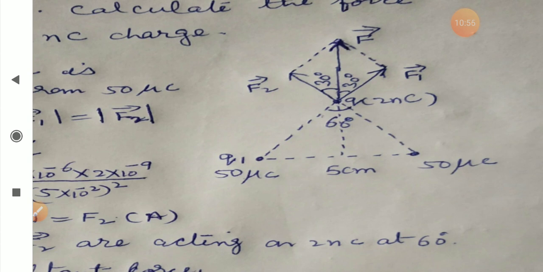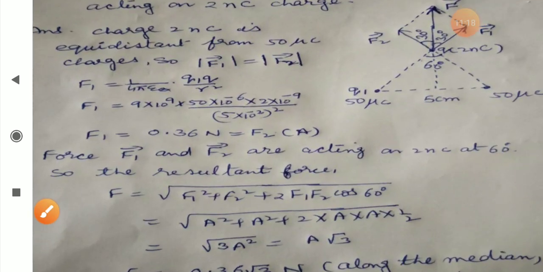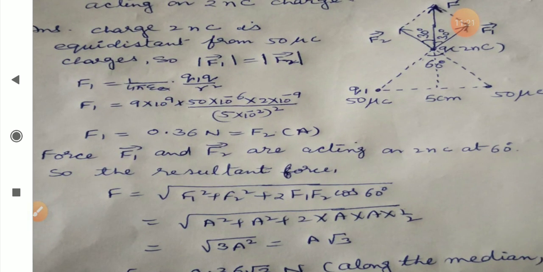You can see it is an equilateral triangle, so all the angles are equal to 60 degree, and if this is 60, then this is the vertically opposite angle, 60 degree only. So the angle between F1 and F2 is 60 degree. We have two vectors acting at 60 degree. So now the resultant force, you have done this relation, F is equal to under root F1 square plus F2 square plus 2 F1 F2 cos 60.